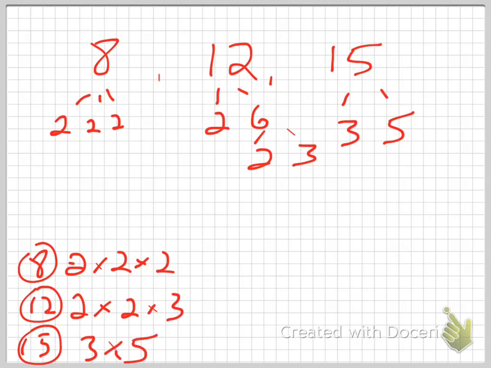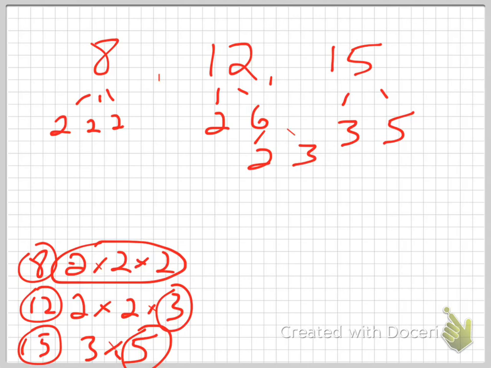What do I have? 2s, 3s, and 5s. Which one has the most 2s? Which one has the most 3s? It's tied. So what do I do? Just choose one of them. Which one has the most 5s?